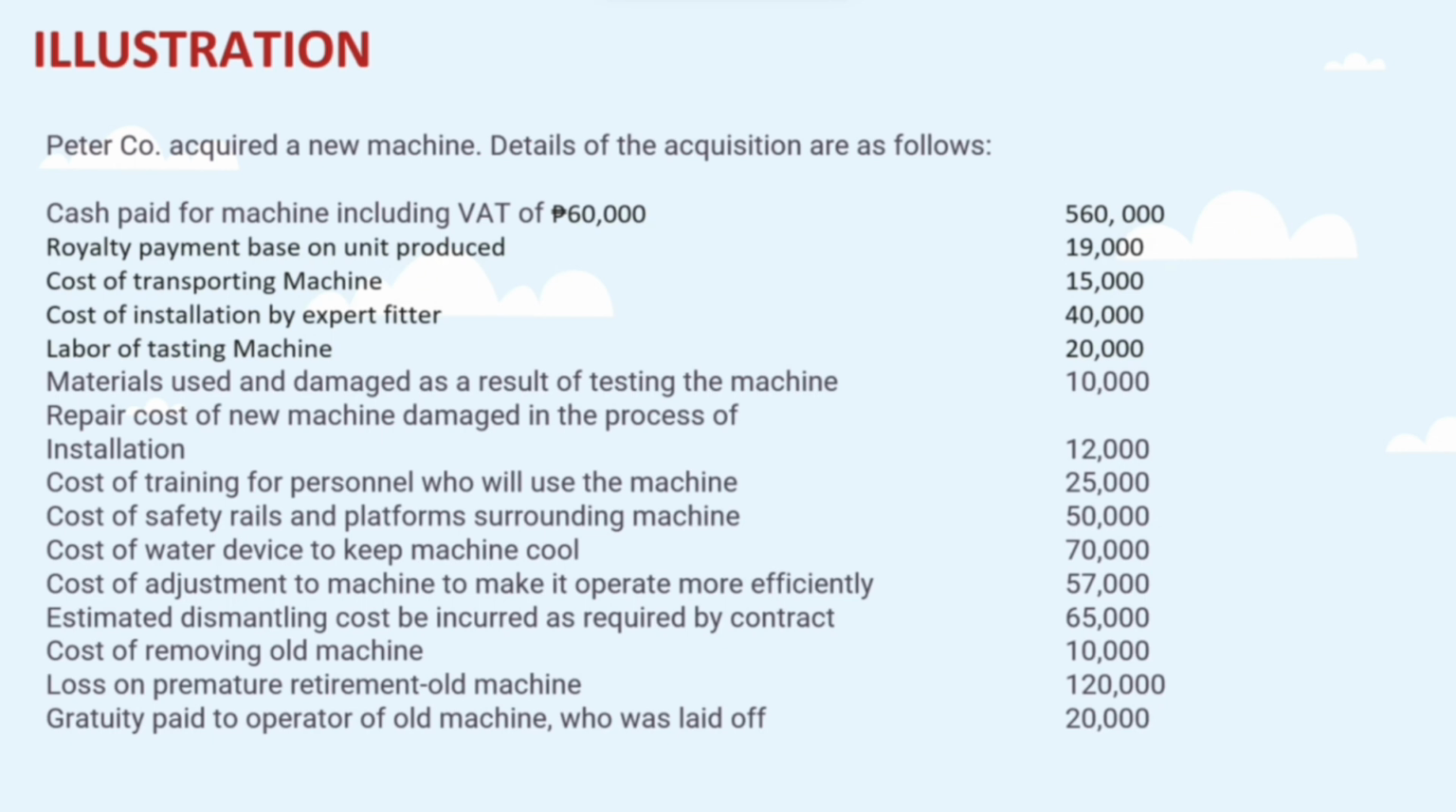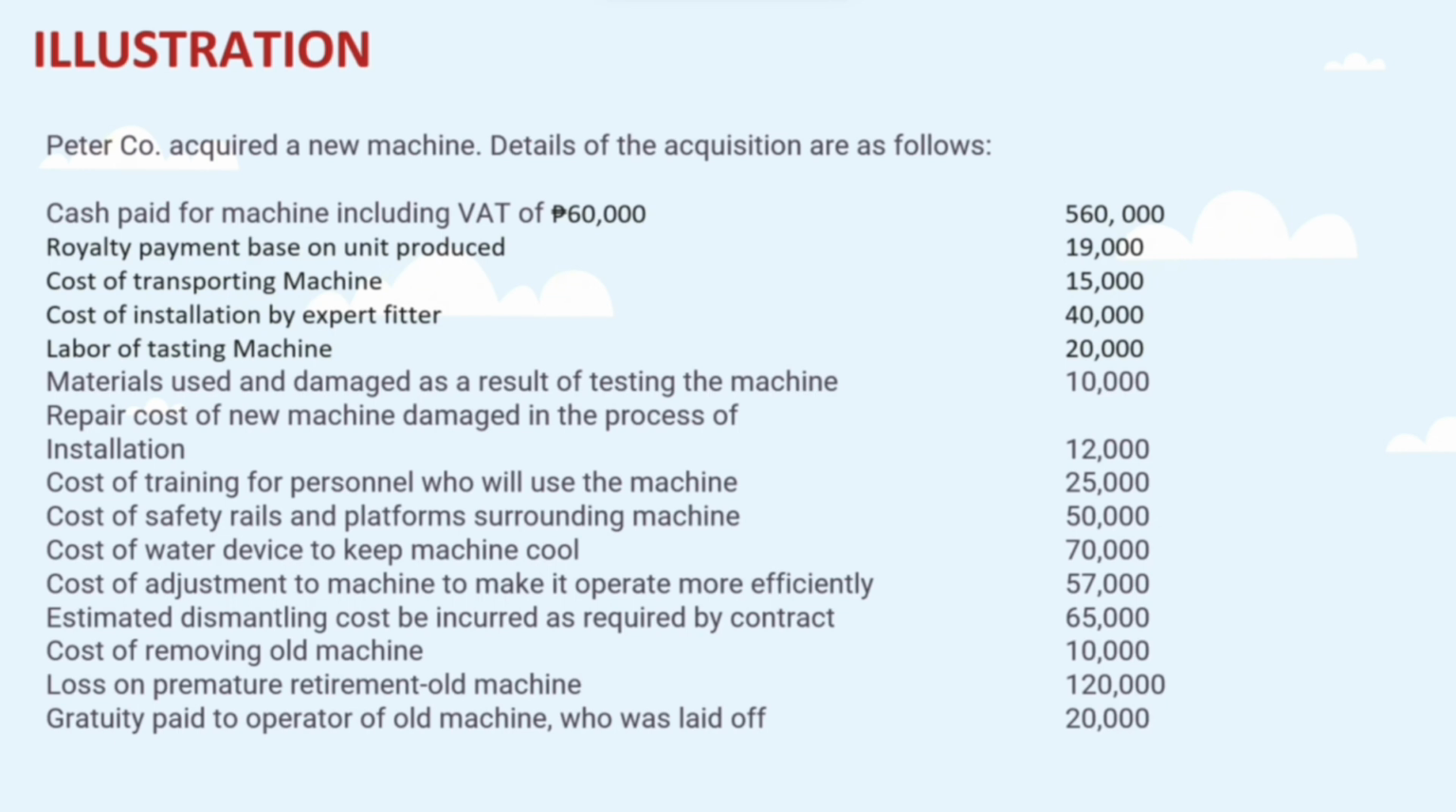Cost of training for personnel who will use the machine 25,000. Cost of safety rails and platforms surrounding machine 50,000. Cost of water device to keep machine cooled 70,000. Cost of adjustment to machine to make it operate more efficiently 57,000. Estimated dismantling cost to be incurred as required by contract 65,000. Cost of removing old machine 10,000. Loss on premature retirement old machine 120,000. Gratuity paid to operator of old machine who was laid off 20,000.